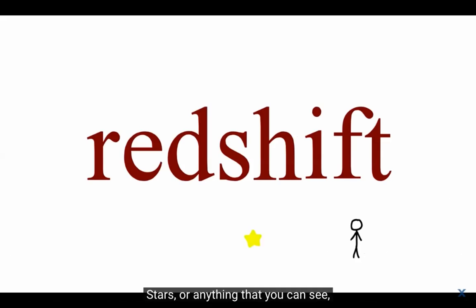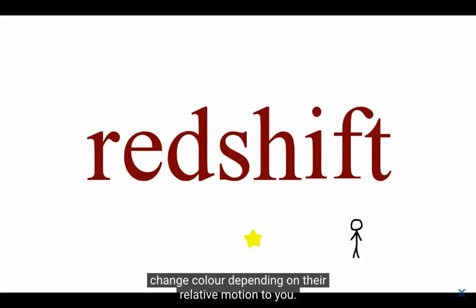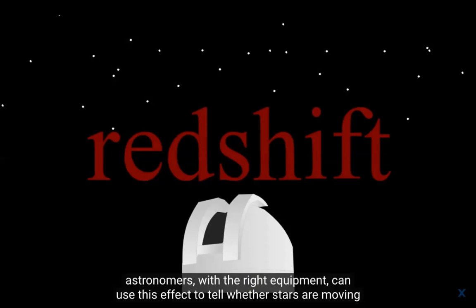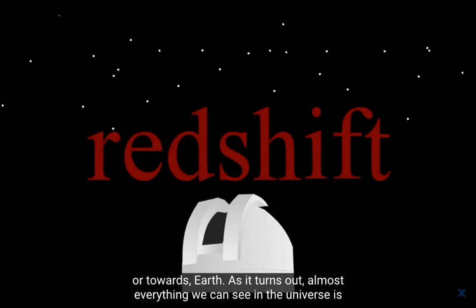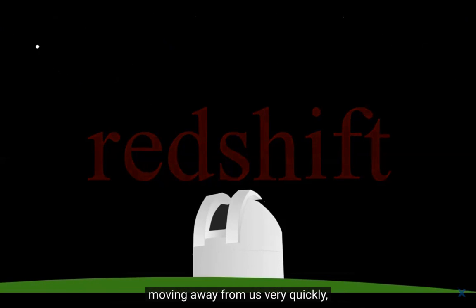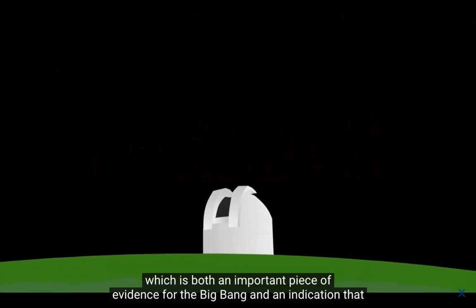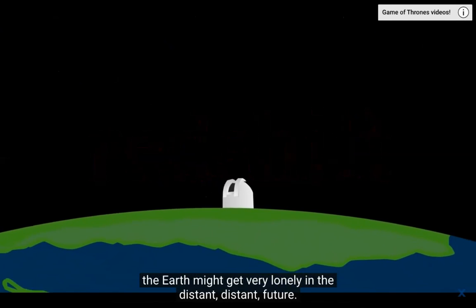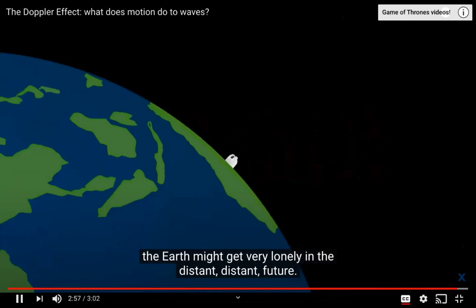Stars, or anything that you can see, change color depending on their relative motion to you. Of course, you can't see this minute difference with your eyes, but astronomers with the right equipment can use this effect to tell whether stars are moving away from or towards Earth. As it turns out, almost everything we can see in the universe is moving away from us very quickly, which is both an important piece of evidence for the Big Bang and an indication that the Earth might get very lonely in the distant future.